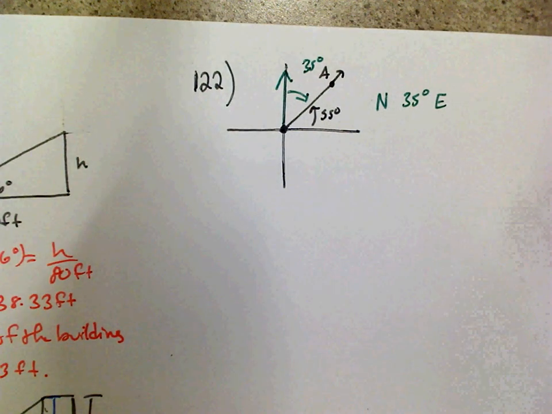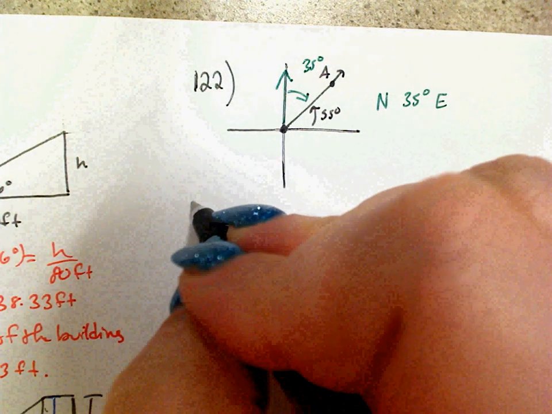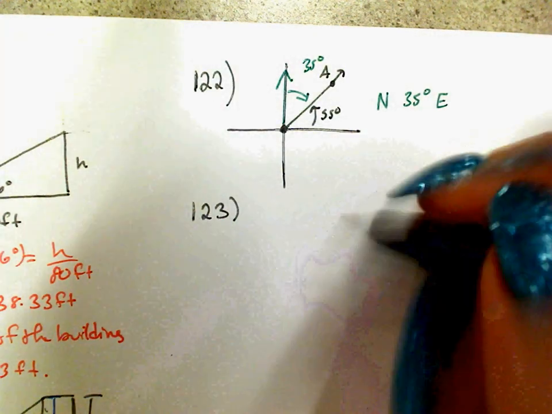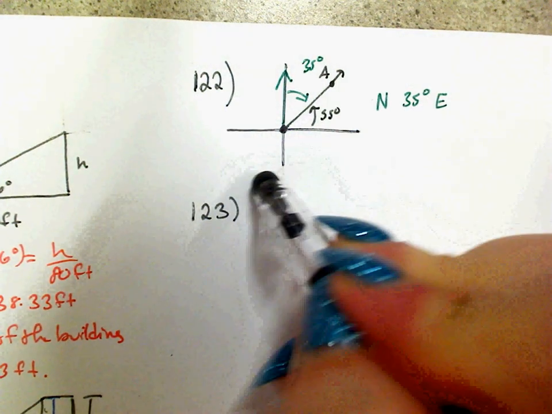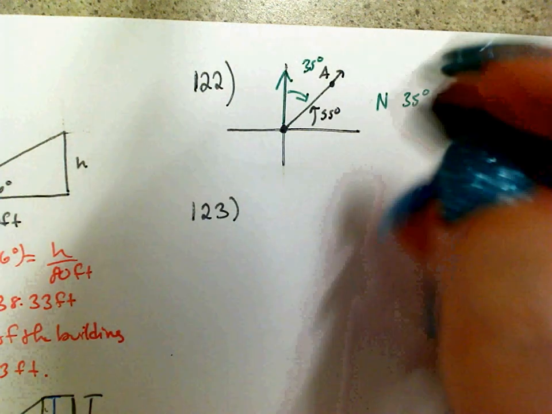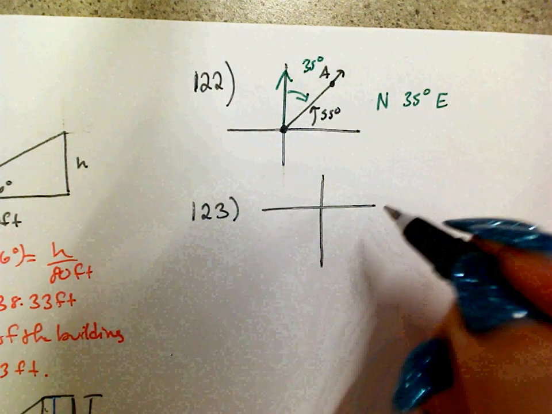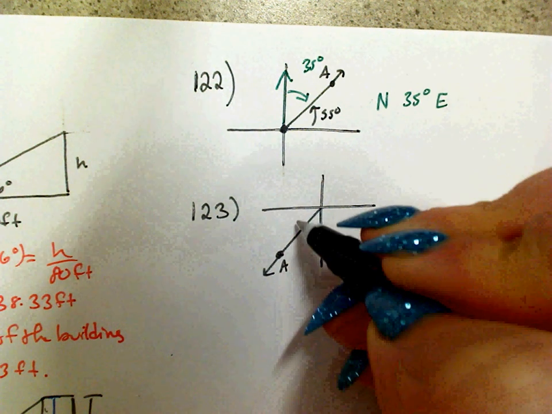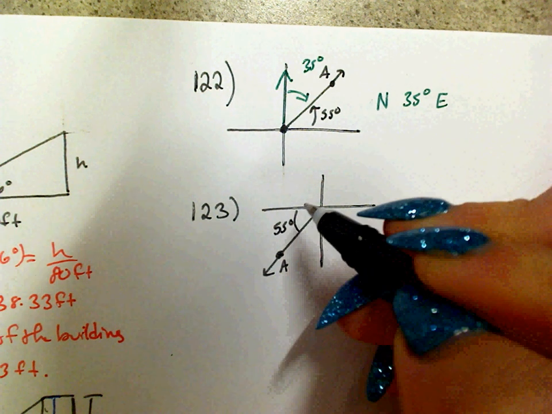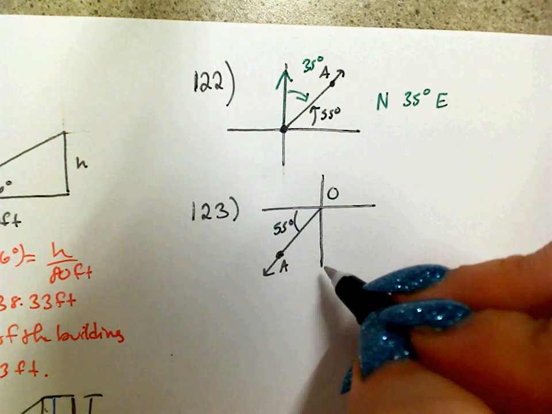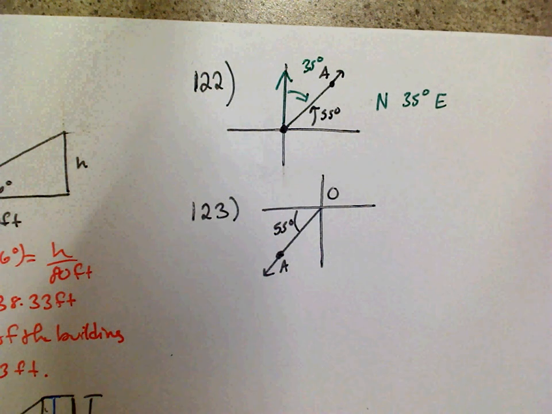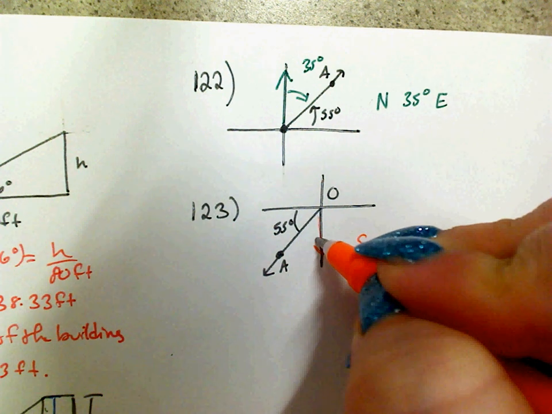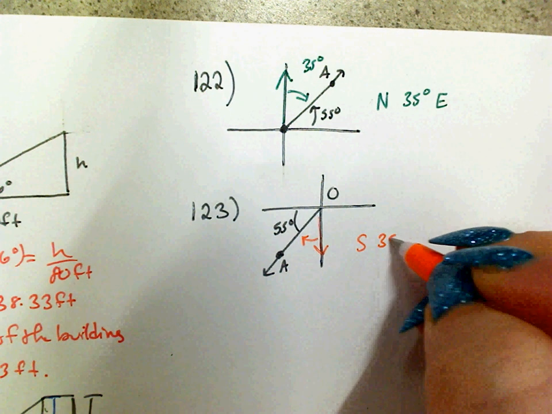Number 123. Similar question. You've got this going on right here, and here's A, and they're saying this is 55 degrees, and here's the origin. So this right here, you have to go south, and then you swing 35 degrees again, but this time you swing 35 degrees west.